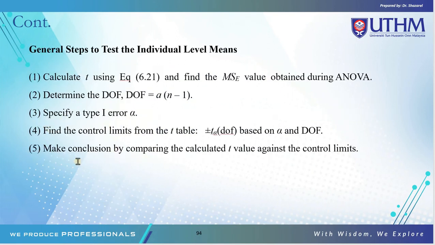So again, a summary of the steps. There are 5 steps in general for multiple comparison using the t distribution. We calculate the MSE from the ANOVA, then we determine the degree of freedom, and then we specify the alpha. From that we find the t value or the critical value, also known as the control limit in DOE. Then we make a decision to reject or accept the null hypothesis, and lastly we make a conclusion. Okay, that's all for this video.